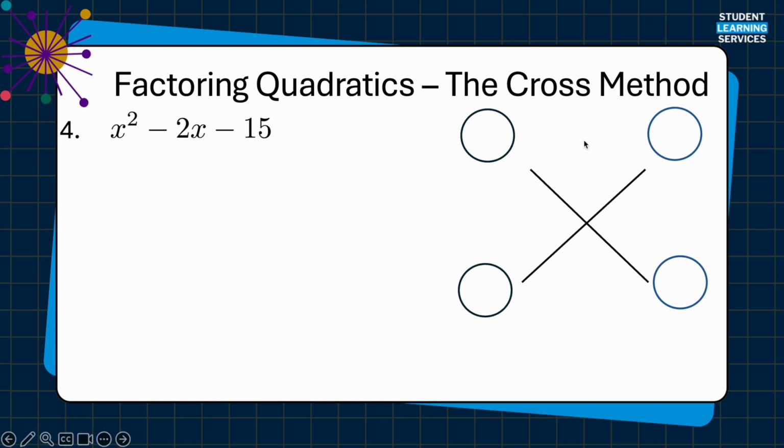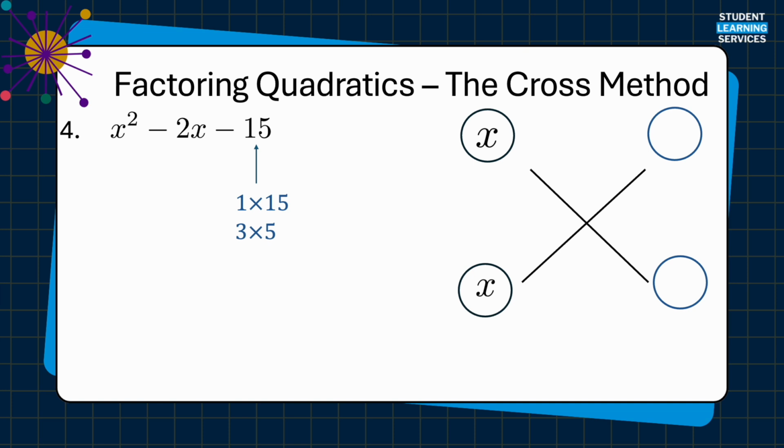Let's look at another example. X squared minus 2x minus 15. Pause the video and give it a try first. First of all, you should have x and x ready. Now, what times what equals 15? There's 1 times 15 and 3 times 5.